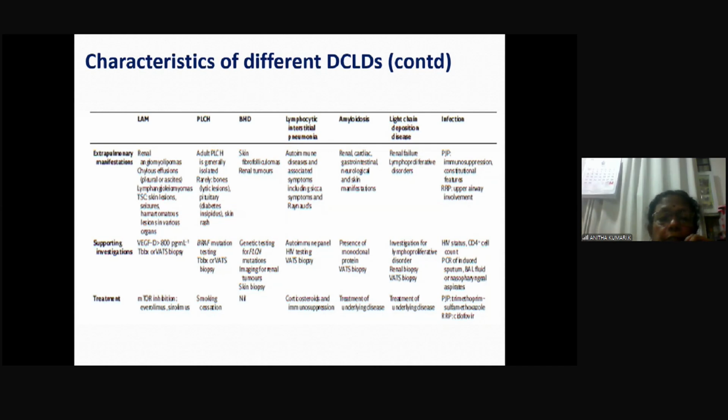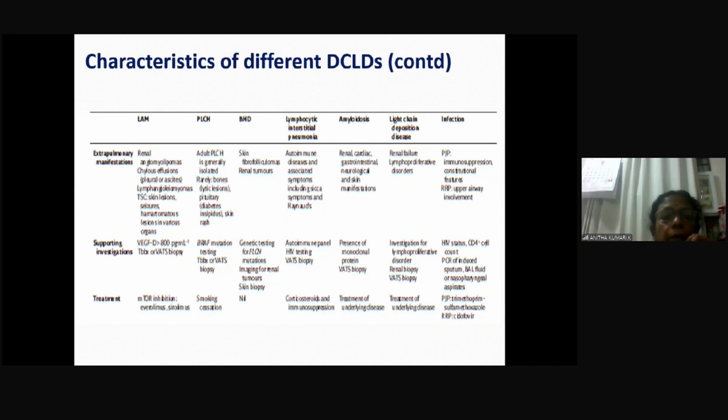Birt-Hogg-Dube is associated with skin fibrofolliculomas and renal tumors, and in LIP there are connective tissue disease symptoms like sicca symptoms or Raynaud's phenomenon. For supporting investigation, in LAM you go for VEGF estimation. For PLCH, you can go for BRAF mutation testing. For Birt-Hogg-Dube, genetic testing for FLCN mutations. And for LIP, an autoimmune panel, HIV testing or VATS biopsy.